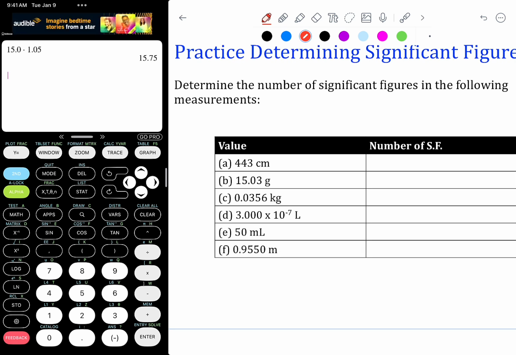Okay, our first number is 443. Well, there are no zeros in that number, so we can assume that they are all significant. So this has 3 significant figures.